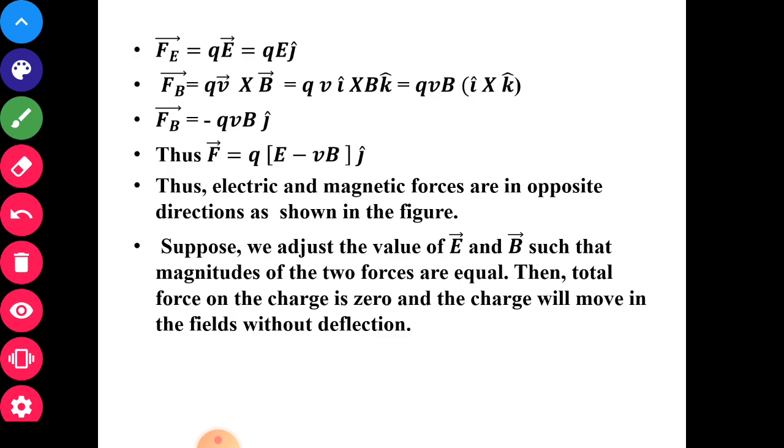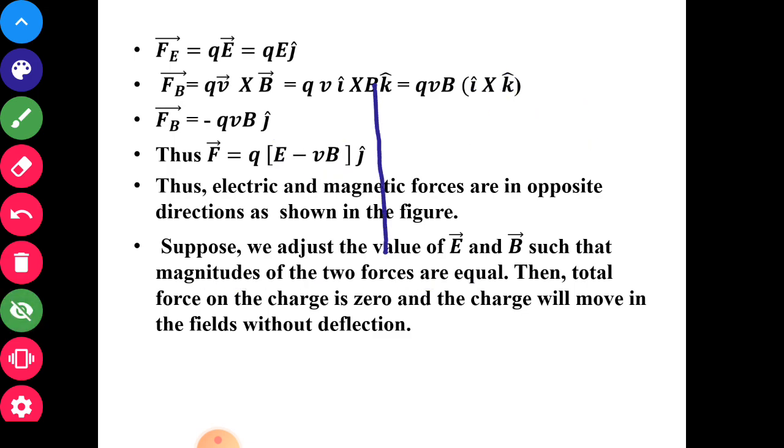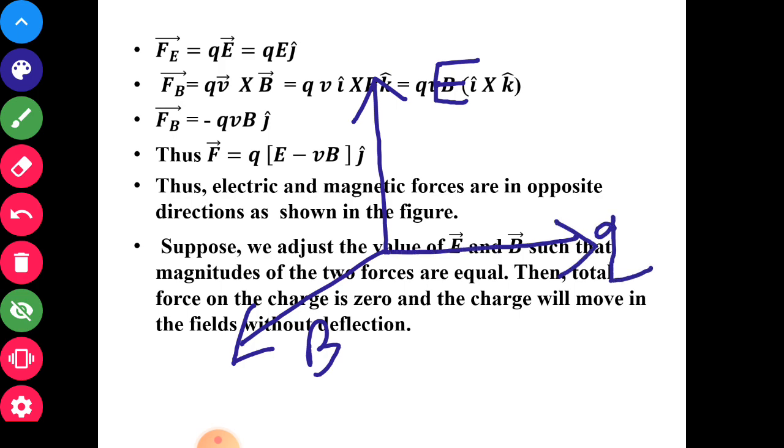The magnetic field and electric field are kept mutually perpendicular. Electric field is kept in positive y direction. Magnetic field is kept in positive z direction. This we know. So this is the direction of electric field, this is the direction of magnetic field, this is the direction of the motion of the charge, so this is the direction of velocity vector.